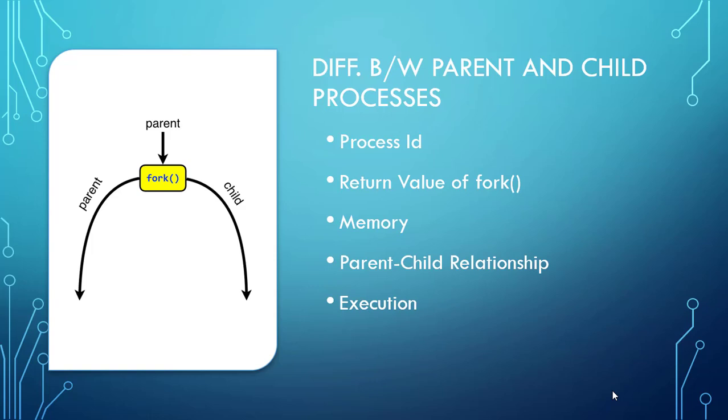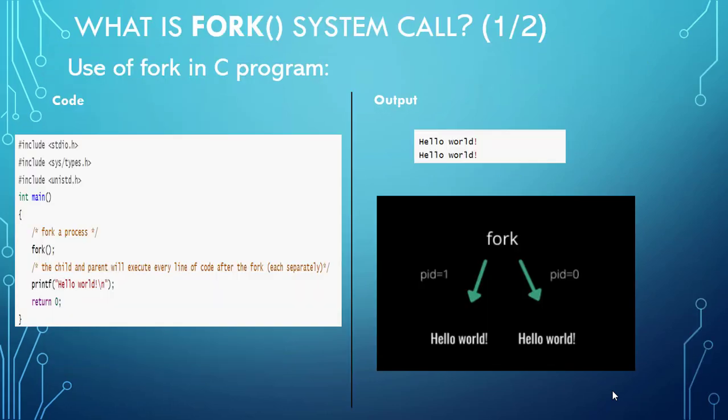Now the question comes, how can we identify whether it is a child process running or a parent process running? For that, fork returns an integer value which is used to identify whether it's a child process, a parent process, or whether any error has occurred. If it returns 0, then it is a child process, and if it returns 1, then it means the parent process is running, and if it returns some negative value, it means some error has occurred in creating the process.